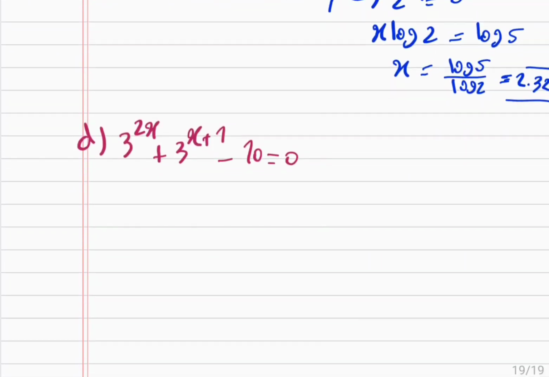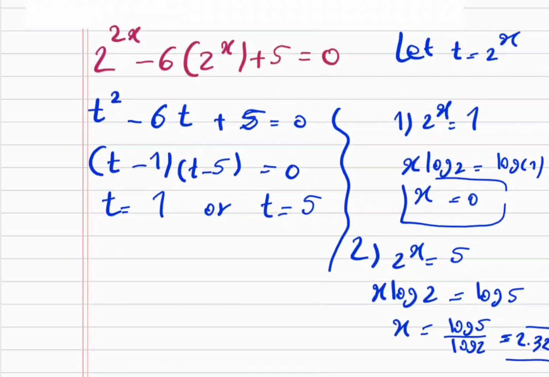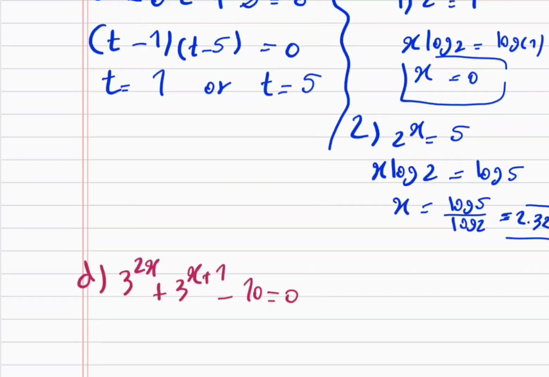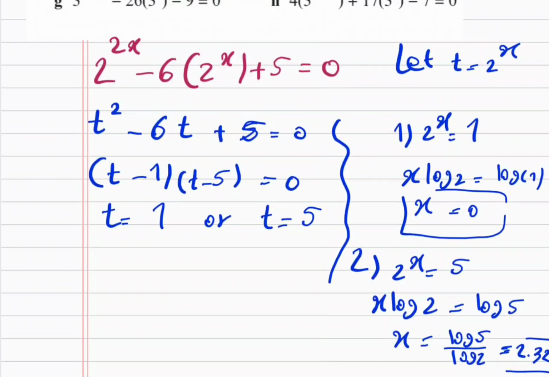Now, in part D, we have 3 to the power of 2x plus 3 to the power of x plus 1 minus 10 is equal to 0. So first of all, the middle term might be confusing at first glance. Because, for example, in the previous case, we had 2 to the power of x, and then 2 to the power of 2x, so that one was very nice. But here, instead of having just x, you have x plus 1. But in fact, you can just use a simple trick that converts this equation to exactly the same form as the one above.